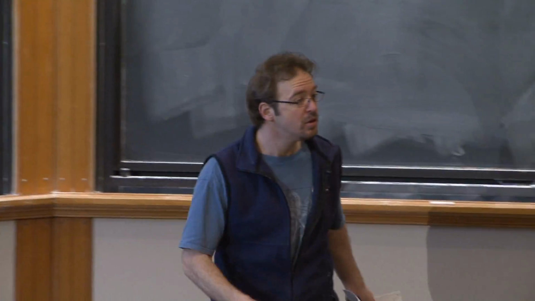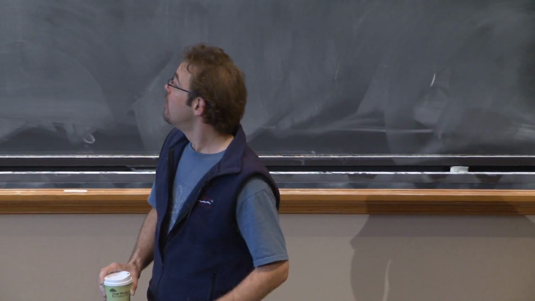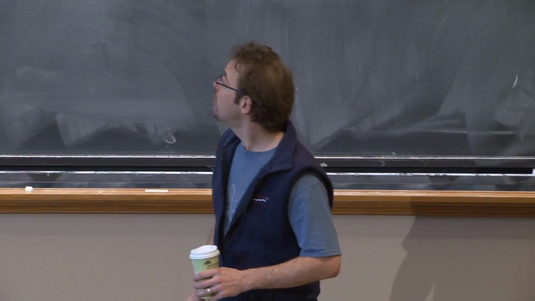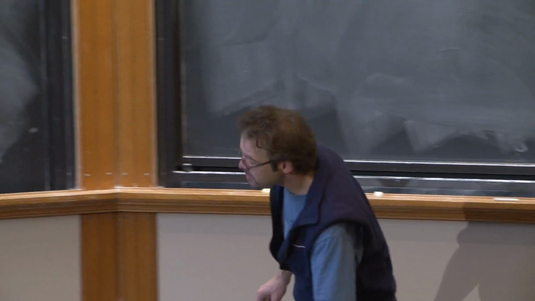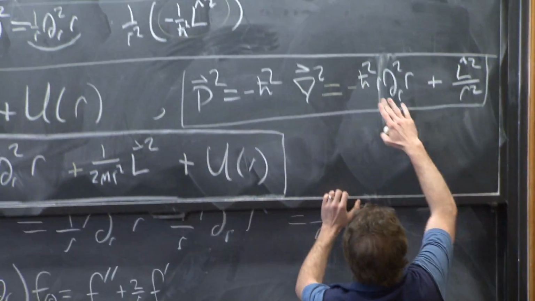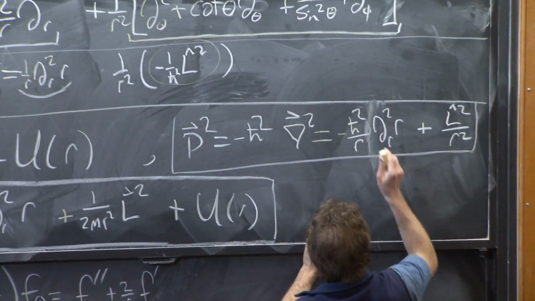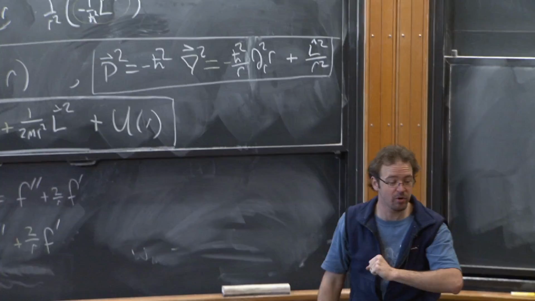We need to find p squared to be negative h bar r dr squared r. Isn't that supposed to be 1 over r dr? Oh, shoot. Yes, that's supposed to be 1 over r. Thank you for that typo correction.